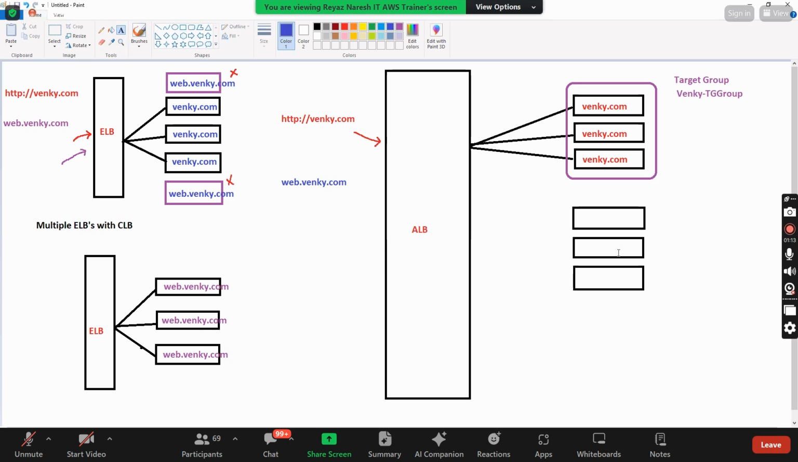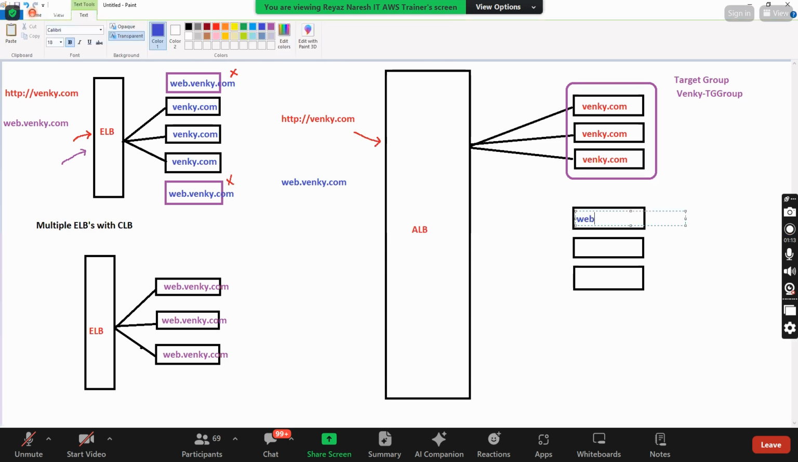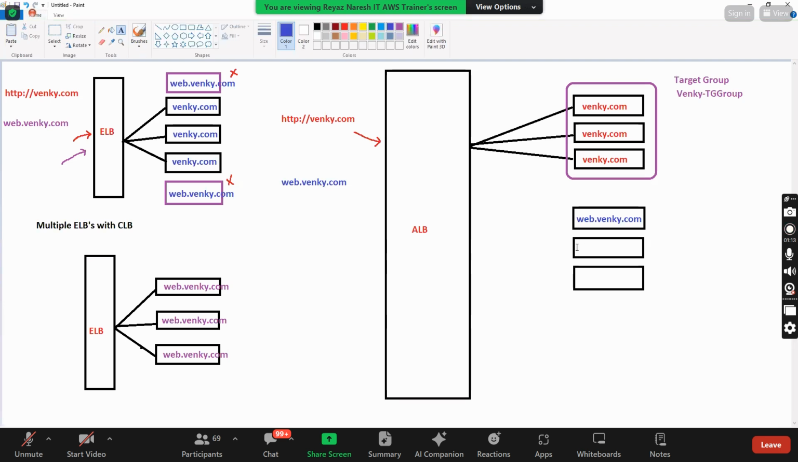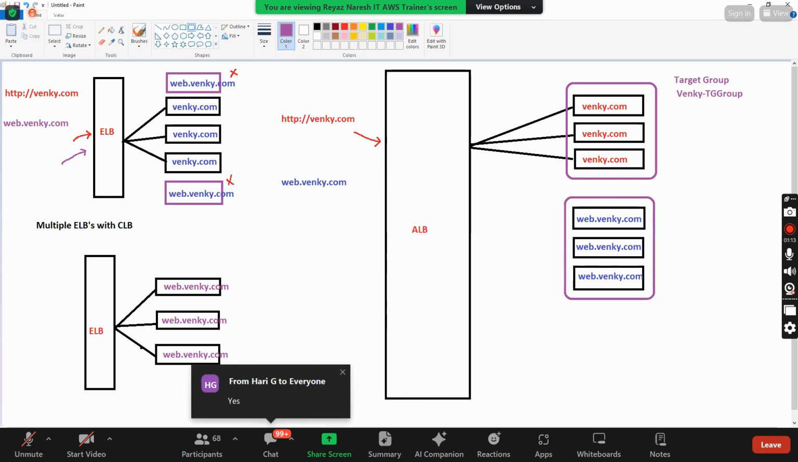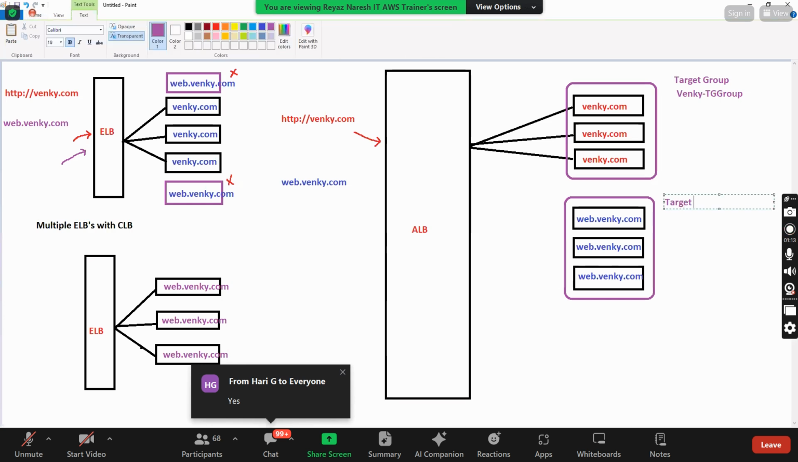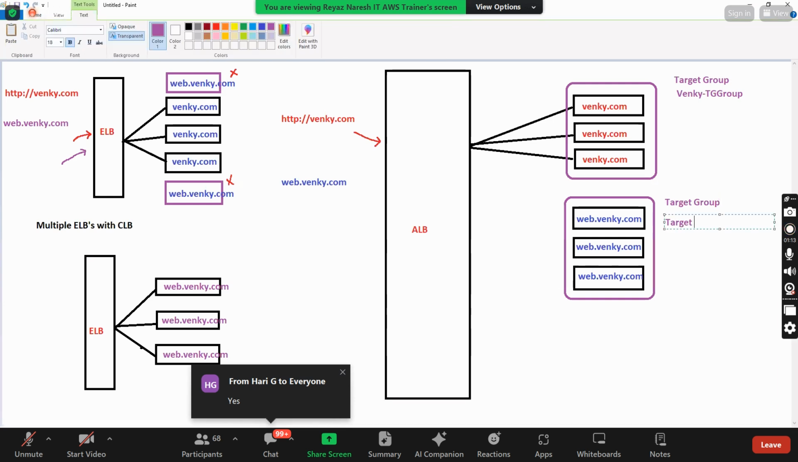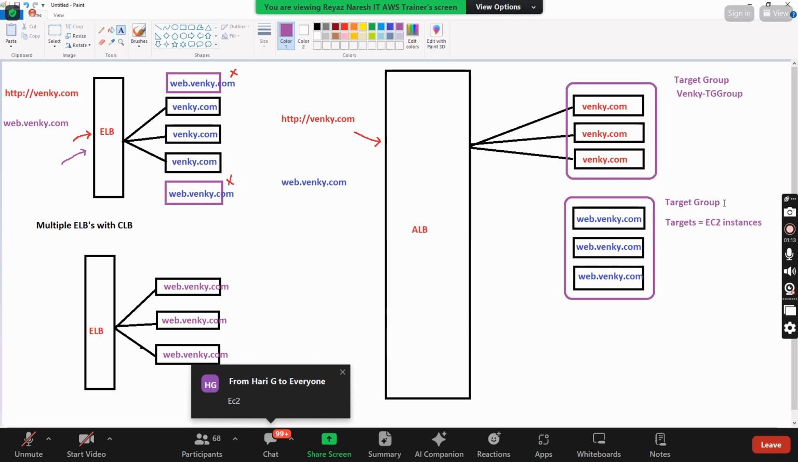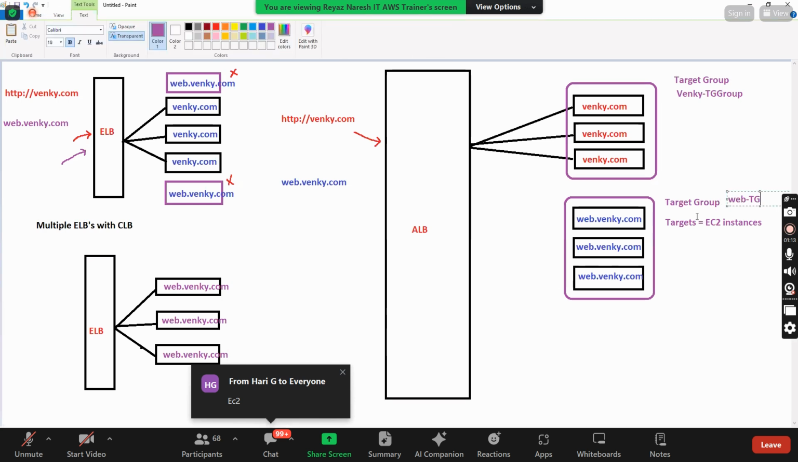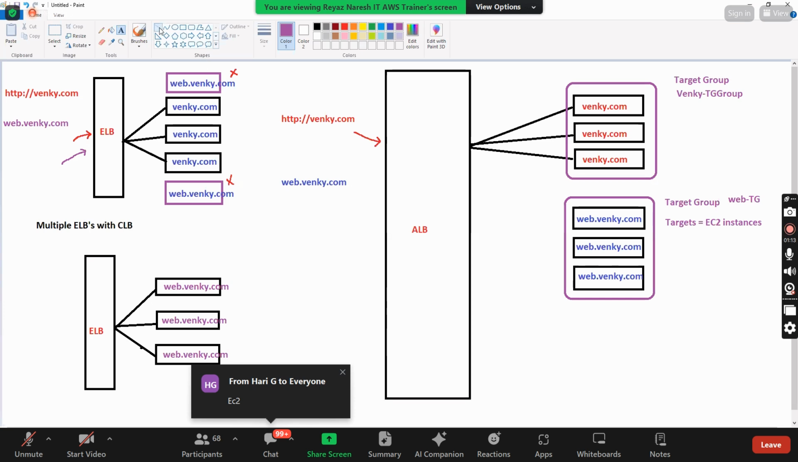And in this EC2 instance, which application should be there? Web.venki.com. Fantastic. Can I create a separate target group for this? Guys, can I create a separate target group? Yes, this is another target group. What does the target group contain? EC2 instances. Targets are nothing but EC2 instances inside. So this is, let's say, the web target group. Yes or no?